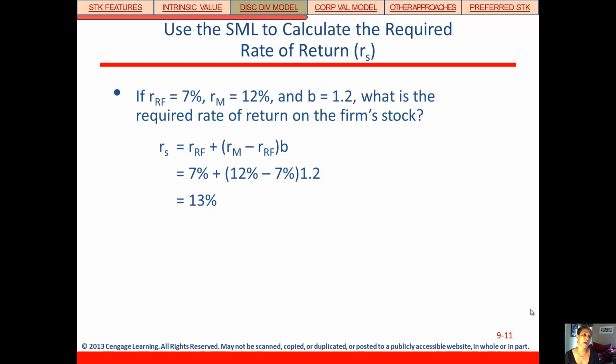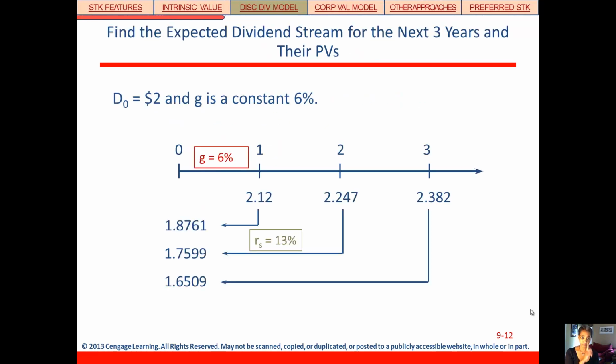So let's just work through the constant growth model, but first we need to know the required rate of return on the stock. So let's figure that out using CAPM, which we've already gone through. So now if we're given the risk-free rate and the return on the market and beta, we can calculate the required return using CAPM. So in this example, we're finding that the required return on the stock is 13%.